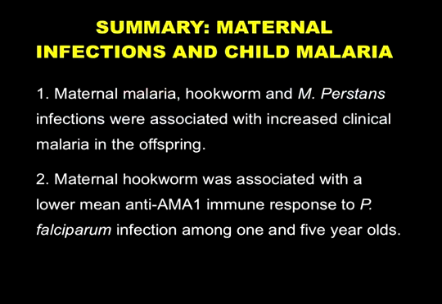So in summary, maternal malaria, hookworm, and M. perstans infections were associated with increased clinical malaria in the offspring. And maternal hookworm was associated with a lower mean anti-AMA1 immune response to a falciparum infection among children aged 1 and 5.